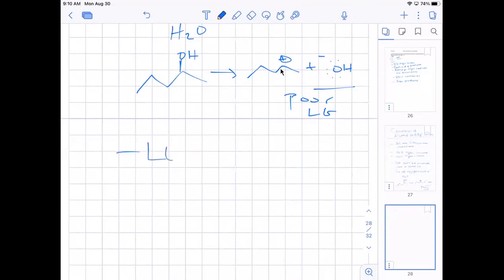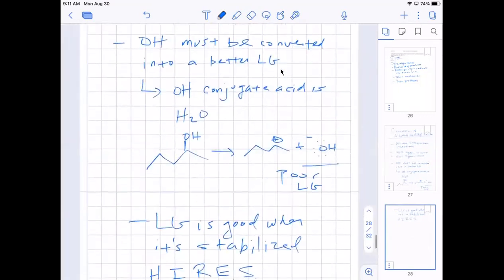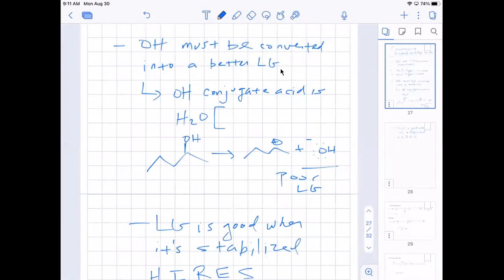So for the leaving group, we say it's a good leaving group when it's stabilized. What that means is that it's stabilized by the five things we learned in part 1, at least in my section: hybridization, induction, resonance, electronegativity, and size. Those same factors come into play when we talk about the leaving group. That's why we can look at the pKa of the conjugate acid and determine whether it's a good or bad leaving group.